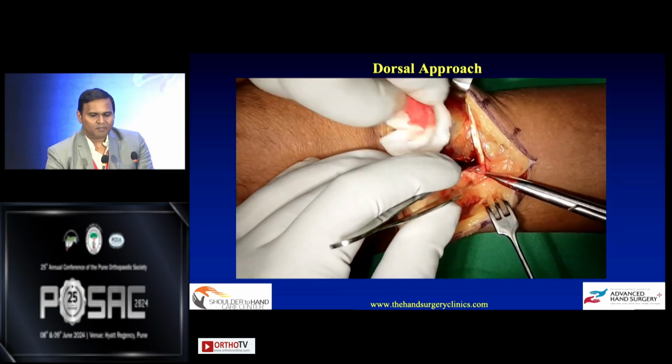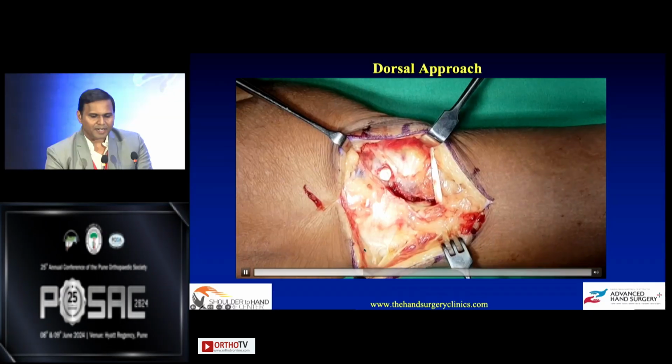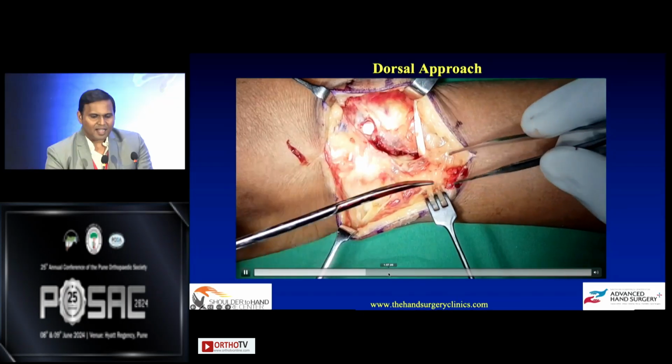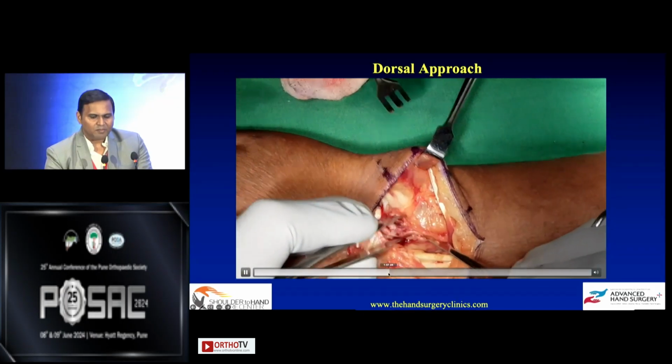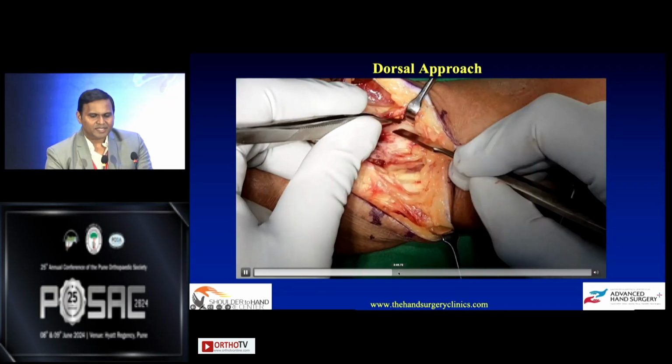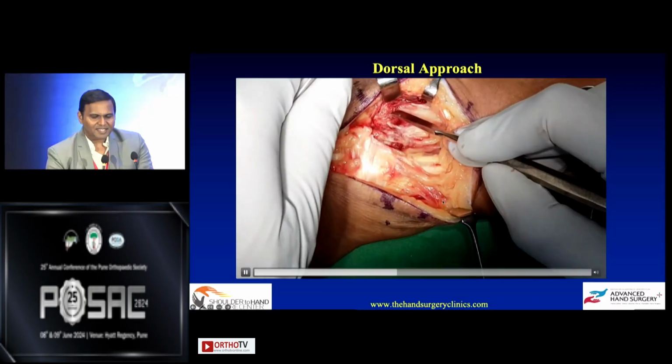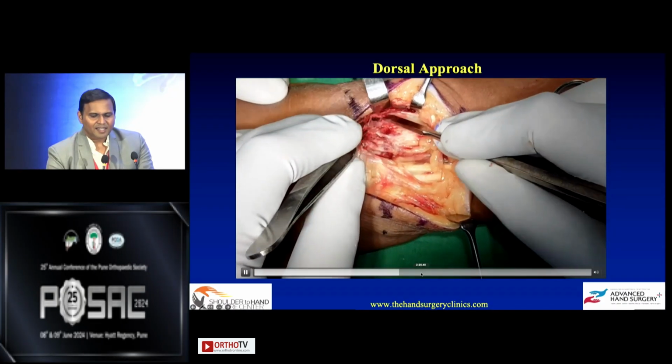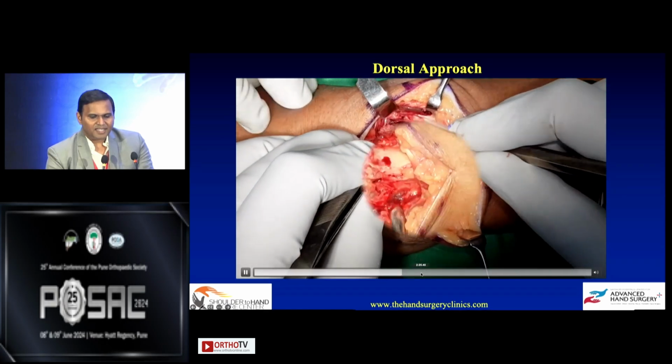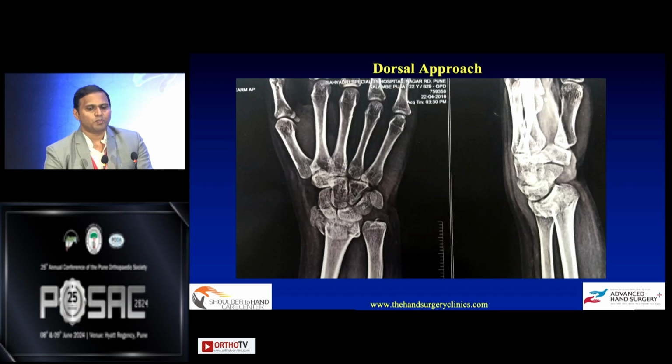The radial column is approached by sharp dissection of the first and second compartment, and the ulnar and the intermediate column is approached with sharp dissection of the fourth extensor compartment. After this, the intra-articular fragment is elevated and we fix it with the help of two plates.